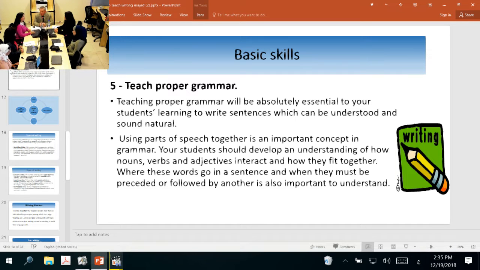So parts of speech are the noun, the verb, the adjective, the adverb. We need to teach them what these things are and where they go in a sentence. The noun goes first, then the verb. If we have an adjective that describes the noun, it comes before the noun or after verb to be. And we teach them this grammar. The adverb usually describes a verb. The adjective describes a noun.